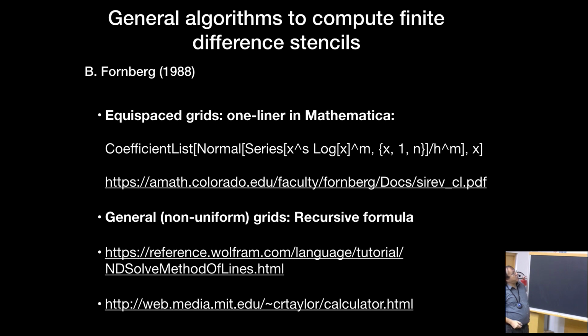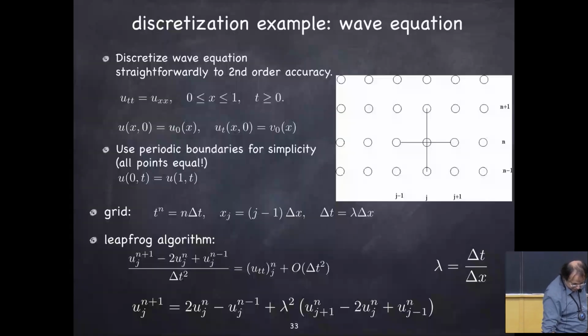And if you have a non-equispaced grid, Mathematica has a very nice and simple practical tutorial, and then you can go to this website to type in which grid points you want to use. They don't have to be equispaced, and it gives you your finite difference stencil, instead of deriving it with a Taylor expansion. This is very useful to know, in particular if you go to non-equispaced grids and more complicated higher order formulas.